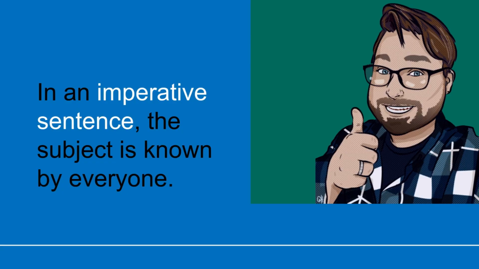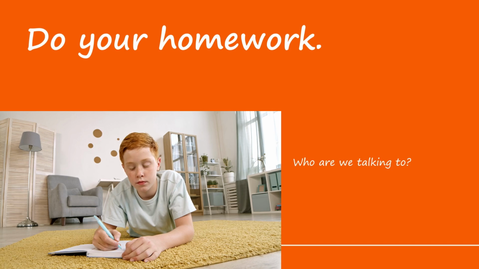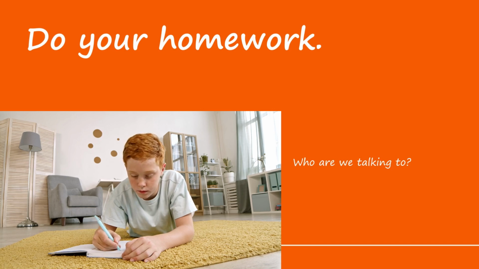Let's take a look. In an imperative sentence, the subject is known by everyone. Yeah, so think about this when you're with your friends and you're talking about stuff. You don't have to say every single word, right? Your friends just understand what you're talking about. It's the same idea. Let's take a look at an example. Do your homework. Okay, who are we talking to?